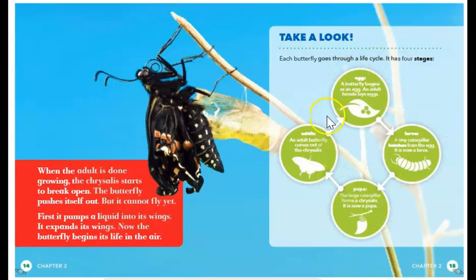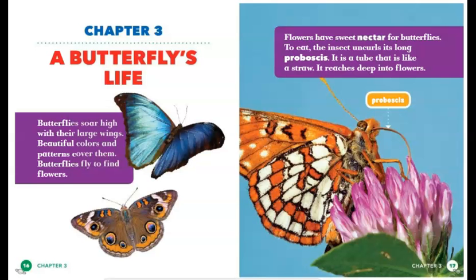Remember, this right here is the actual life cycle of a butterfly. The egg, the larva, which is the tiny caterpillar. You can also say that too when it comes from the egg. The pupa, which occurs during the chrysalis stage. And then, of course, the adult butterfly. A butterfly's life.